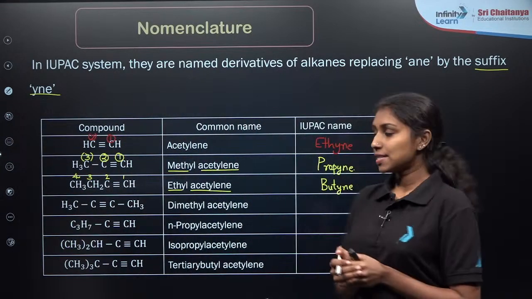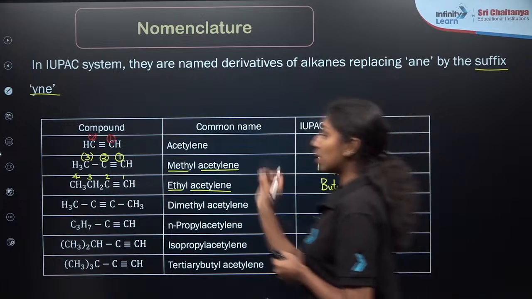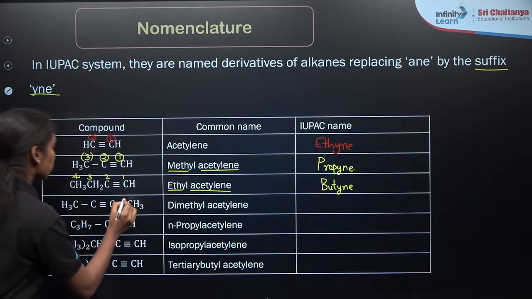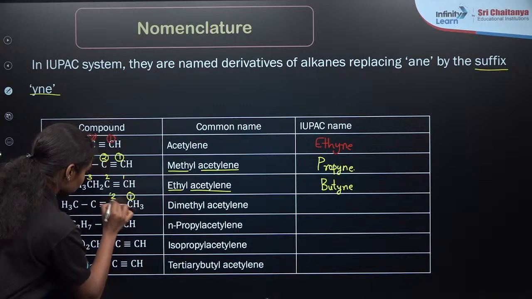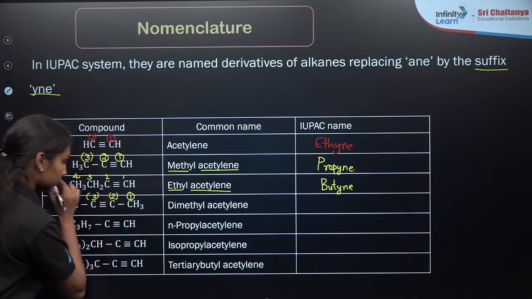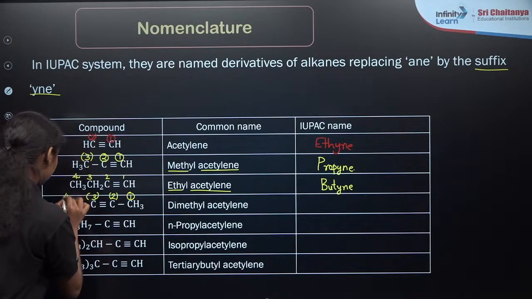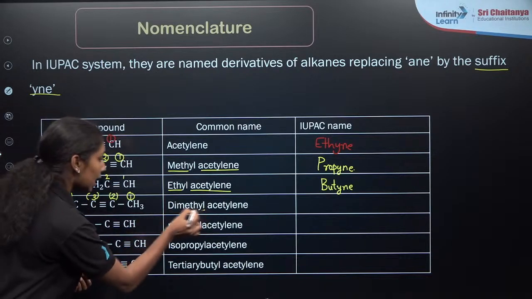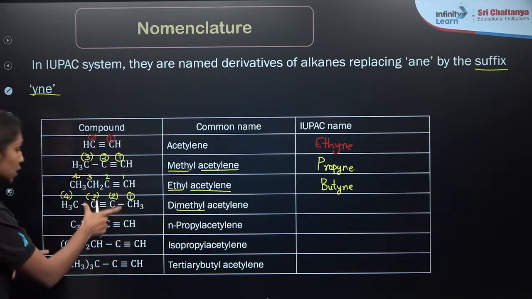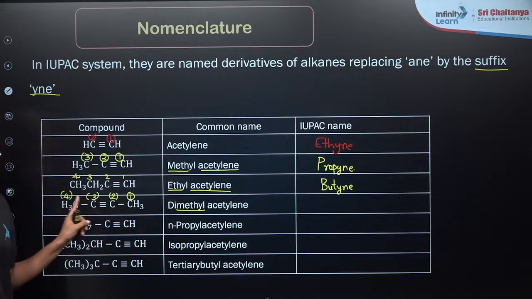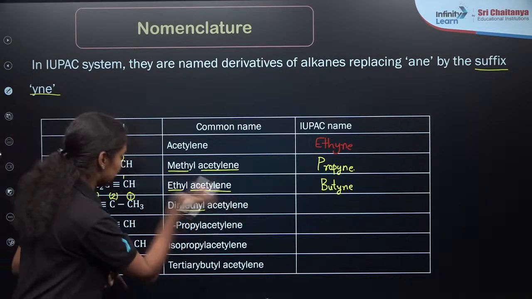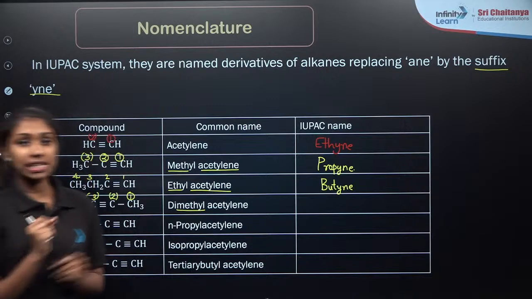The next compound differs only in the position of the triple bond. Naming it like this, the common name becomes dimethyl acetylene, because in CH triple bond CH, 2 hydrogen atoms are replaced by 2 methyl groups. So it is known as dimethyl acetylene. Then what would be the IUPAC name for this compound?